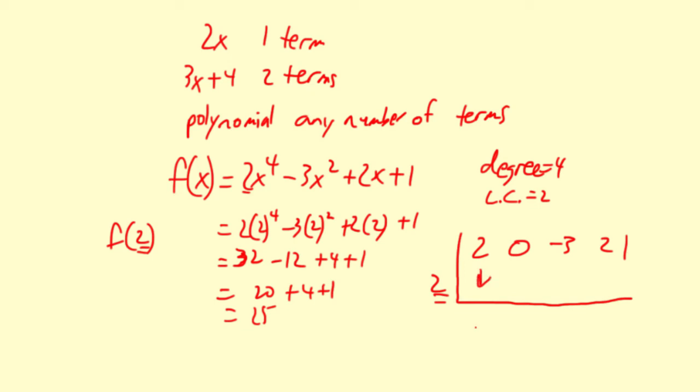Bring down this 2 first. And then 2 times 2, these 2's, is 4. That goes up here. And then you add 0 plus 4 and you get 4. Then multiply this 2 times the 4 and get 8. Then add negative 3 plus 8 is 5. 5 times 2 is 10. 10 goes here. 2 plus 10 is 12. And then 2 times 12 is 24. And then the 1 plus the 24 makes 25. Notice this 25 is the same as this 25.